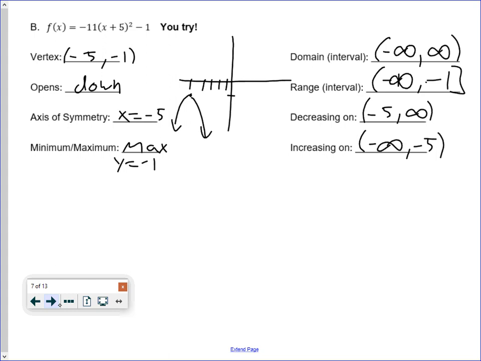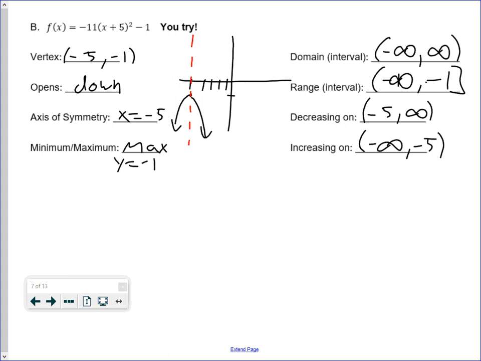All right, so my vertex, (-5, -1), is my (h, k). My a is negative, so I'm opening down. My axis of symmetry is the line that goes through the vertex at x equals -5. I see that my vertex is my max, and that happens at y equals -1. My domain in interval notation is from -infinity to +infinity. My range, my highest point now is that vertex at y equals -1. So I go from there all the way down to -infinity.